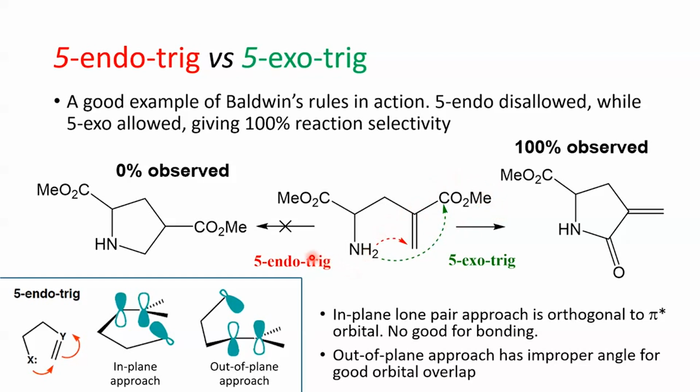So if 5-endo-trig was to occur, we would get this product over here. If 5-exo-trig were to occur, we would get this product over here. And indeed, this is a really good example of Baldwin's rules in action. Because 5-endo-trig is disallowed, we don't see any of this product over here, whereas the 5-exo-trig is allowed, and we only see 100% of this product over here instead. So why should 5-endo-trig be disallowed like this?